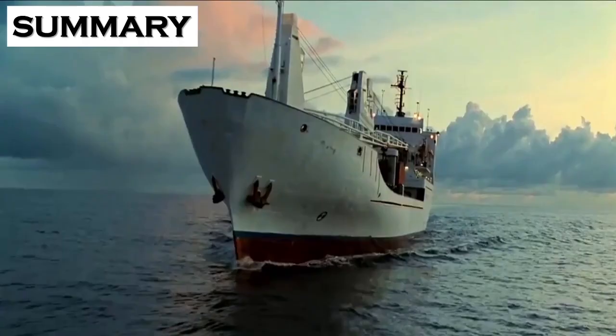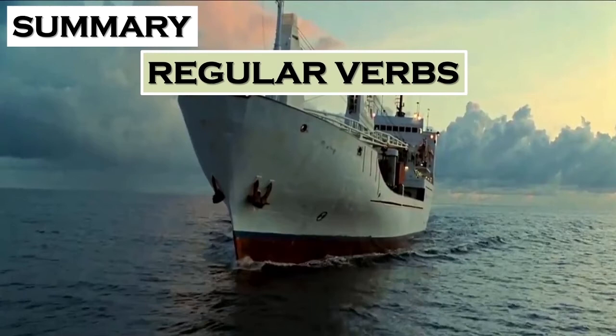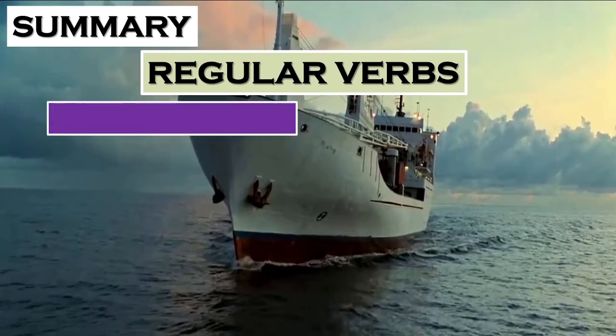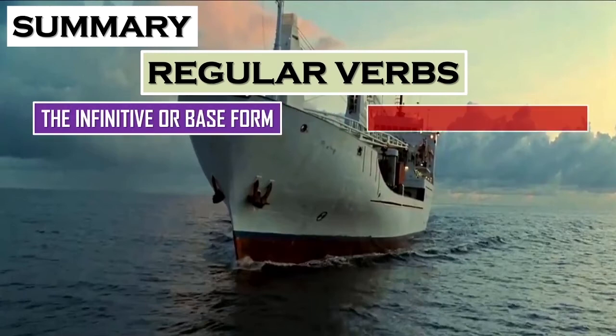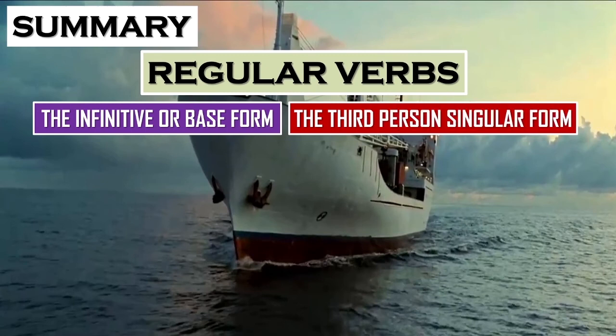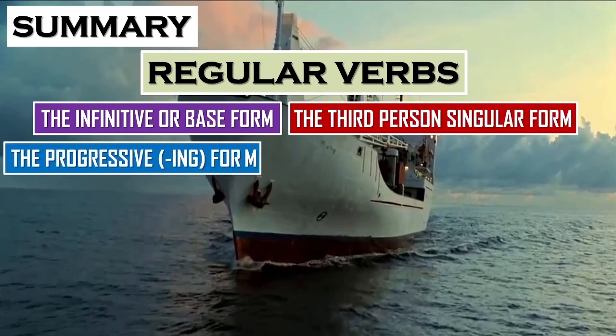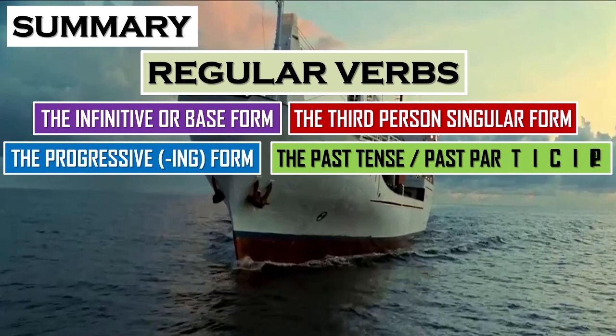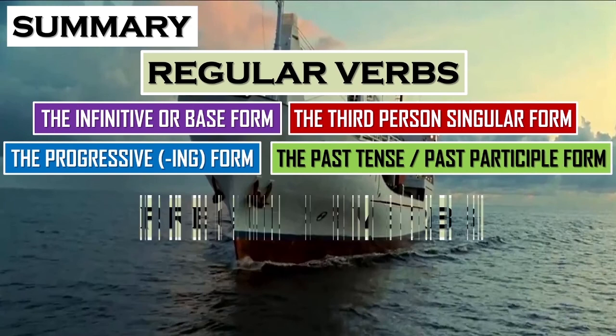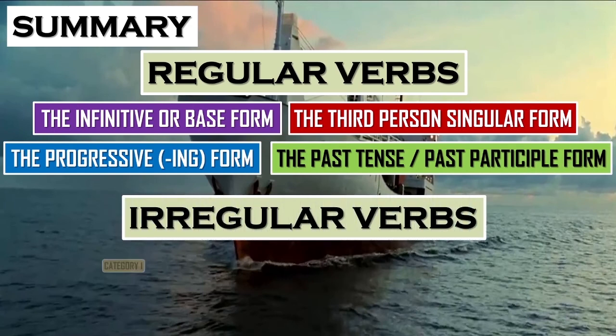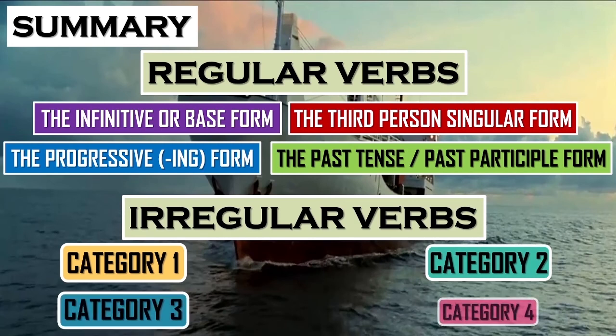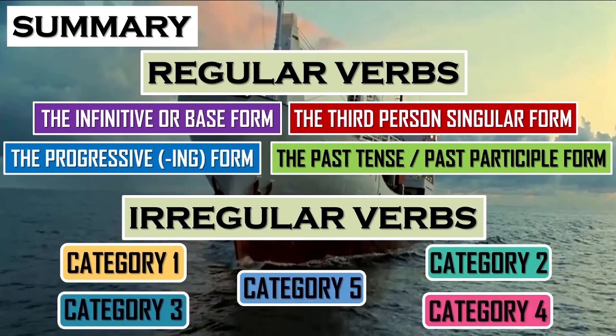Remember that regular verbs have four forms of manifestation: the infinitive or the base form, the third person singular form, the progressive form, and the past tense or past participle form. While the irregular verbs have 5 categories in their manifestations as explained in this video.